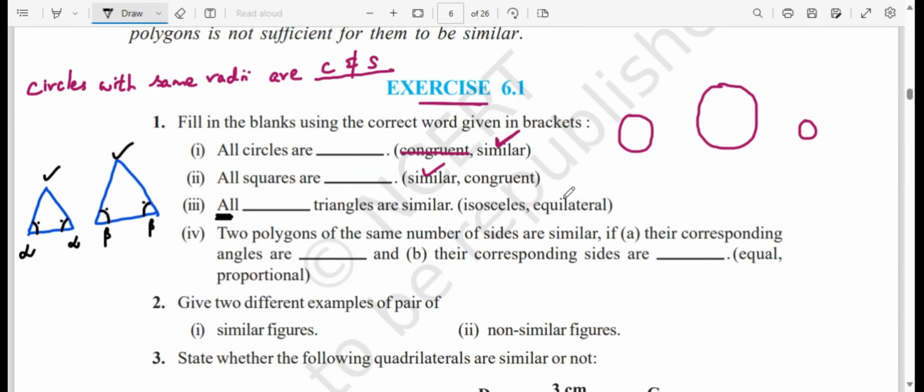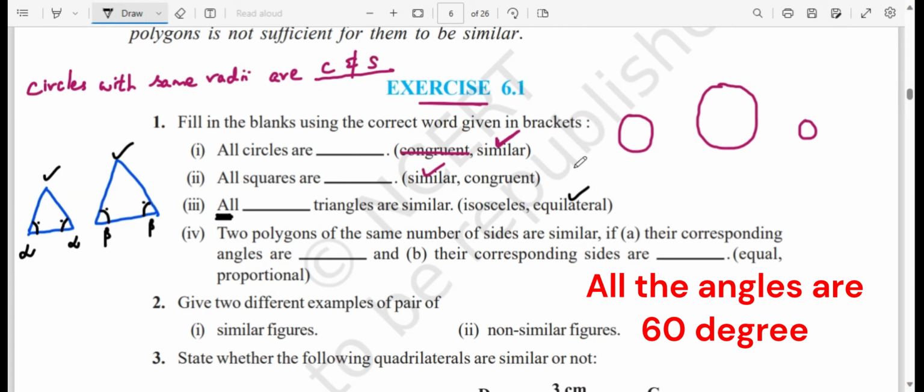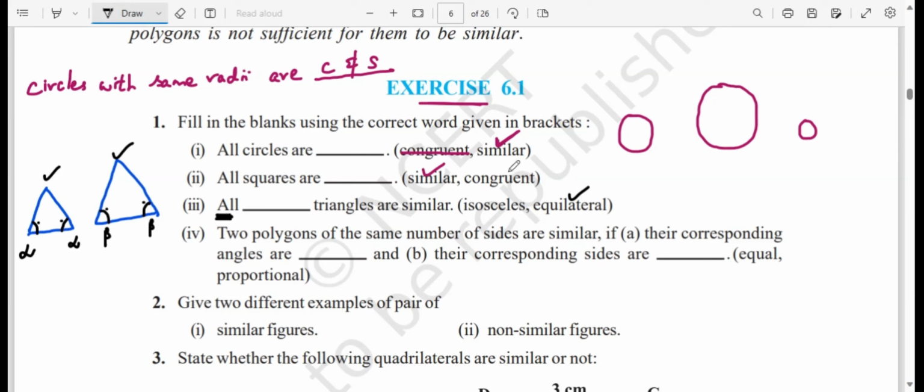Whereas if you take the equilateral triangle, all three angles will be 60 degrees. So obviously it has to be similar. So all equilateral triangles are similar. Not all isosceles triangles are similar, whereas all equilateral triangles are similar. So that is the answer.